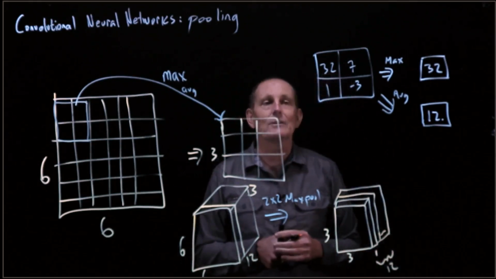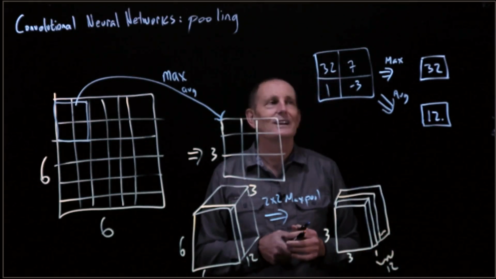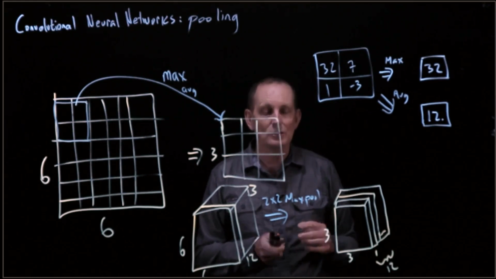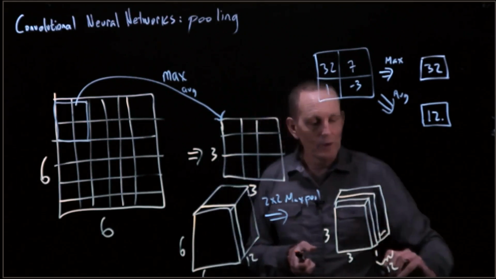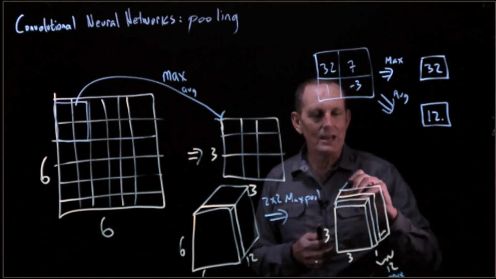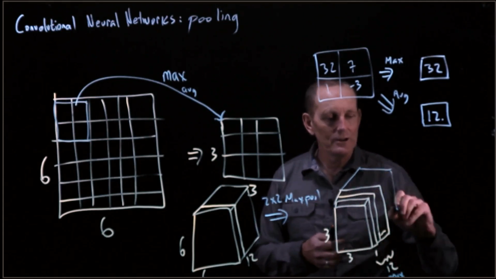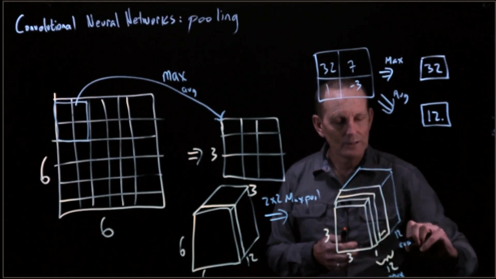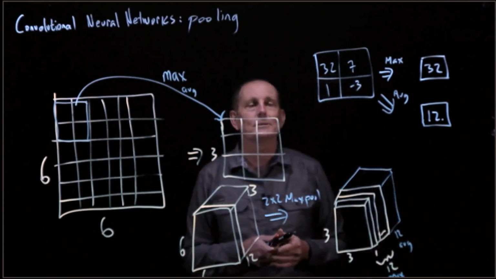If we couldn't decide whether we wanted an average pool or a max pool, we could actually go ahead and just do both. We could say, we'll go ahead and do 12 maxes, and then let's go ahead and add on another 12 averages. That's certainly possible.